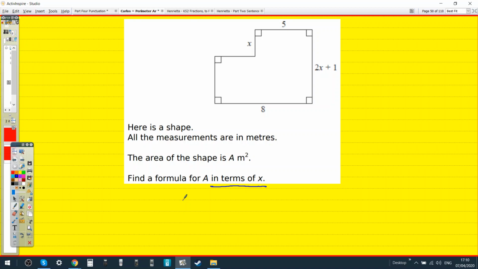So it will be 2x plus 1 minus x. So 2x plus 1 minus x. And can you make that simpler? 2x minus x. So you could write it as 2x minus x plus 1. As 2x minus x.